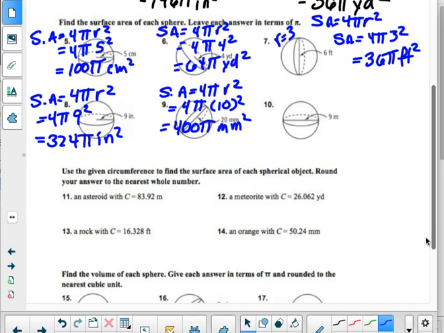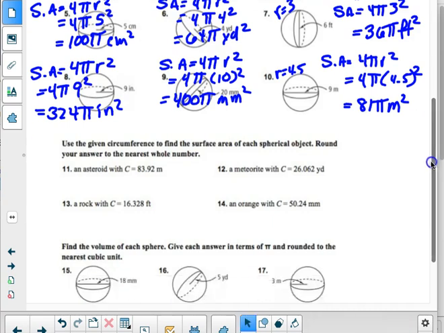My last one, I have 4.5 as my radius. So SA is 4 pi r squared, 4 pi 4.5 squared, but that's 20.25 times 4, which is going to give me an 81. Okay, so I've got 81 pi meters squared.